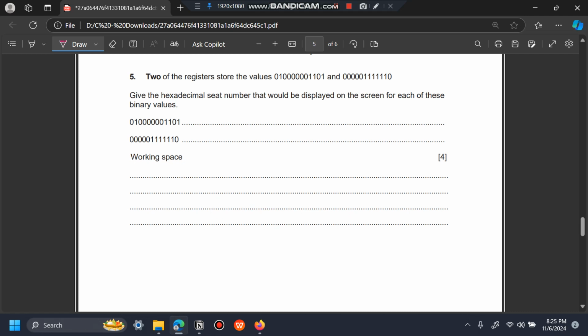Question number 5 says two of the registers store these values. Give the hexadecimal number that would be displayed on the screen for each of these binary values.